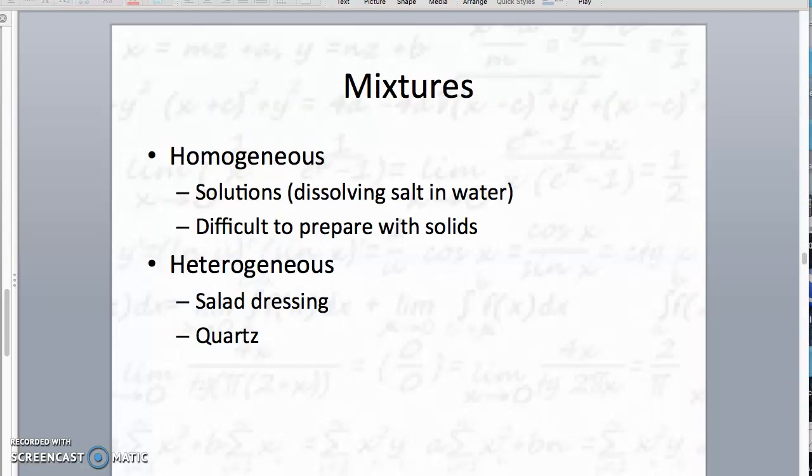A mixture is when two or more pure substances are combined. These can be categorized as either homogeneous, meaning the same throughout, or heterogeneous, which is not perfectly consistent throughout. Solutions are a good example of homogeneous mixtures.